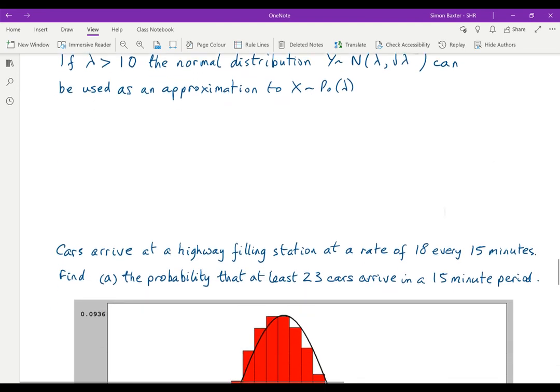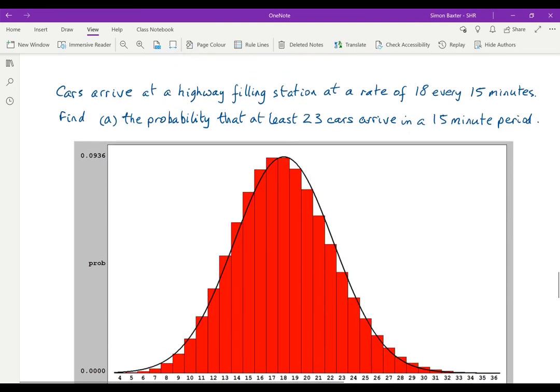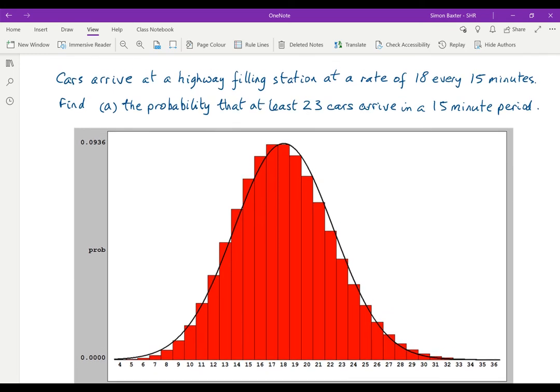Okay, let's move on. Let's suppose we have now an example. Cars arriving at a filling station at the rate of 18 every 5 minutes. Find the probability that at least 23 cars arrive in a 15-minute period. At least 23. So we are looking at the probability that X is greater than or equal to 23. Well, that would be a lot of tedious arithmetic. We want to use a normal approximation.